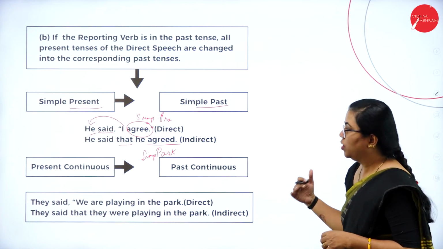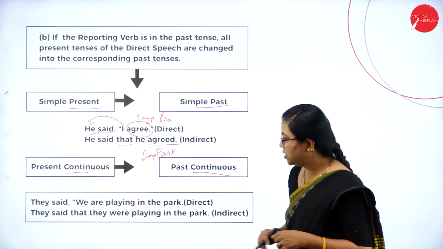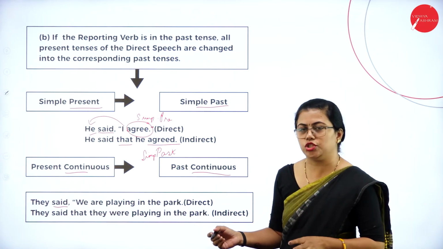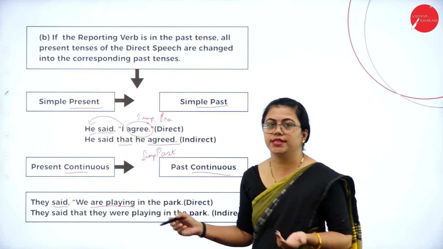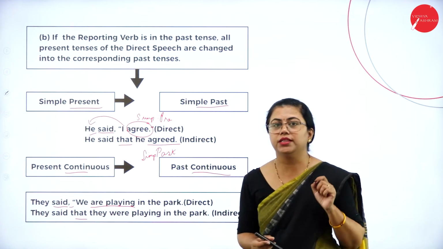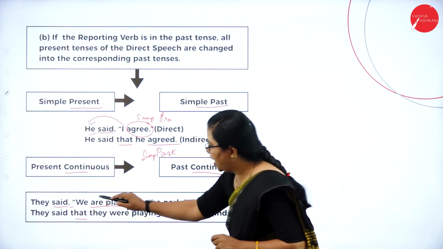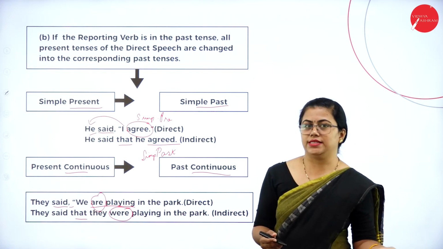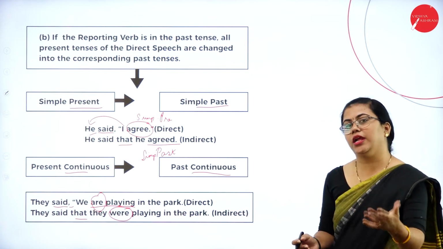Fine. Now, if it is in present continuous, it will change to past continuous. How is it? He said, this is in simple past. Okay, this is in past tense. So, inside one will change. Fine. We are playing. Are is in present tense. Playing shows it is in continuous tense. Okay. So, here they said that. So, comma is replaced by that. You are removing the inverted commas. Then, they were playing in the park. So, are is changed to were. That is from present tense to past tense. Okay. So, this is how you change it from present continuous to past continuous in indirect speech.